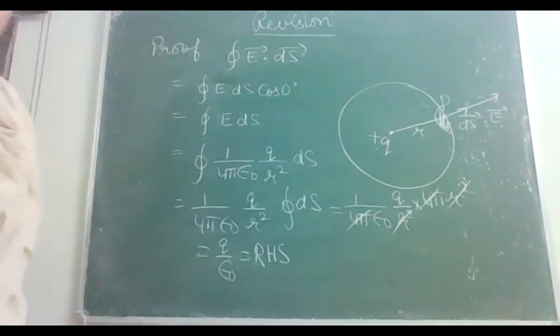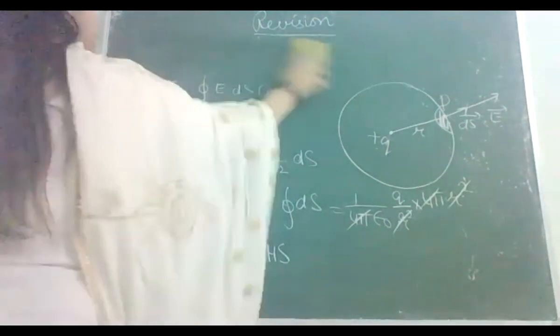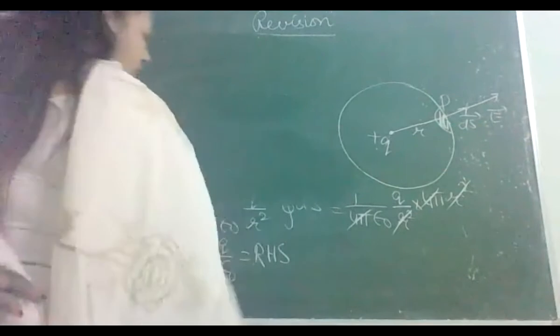Okay, so you can write it this way also, right? Okay, now the first application was to find electric field intensity at a point due to a line charge. So let us apply Gauss's theorem now and find electric field intensity at a point due to a line charge.